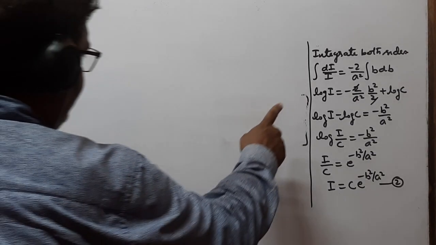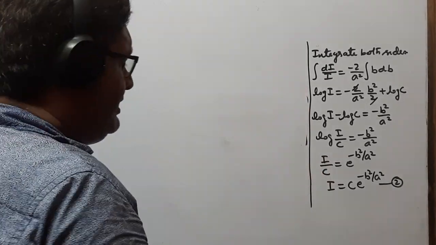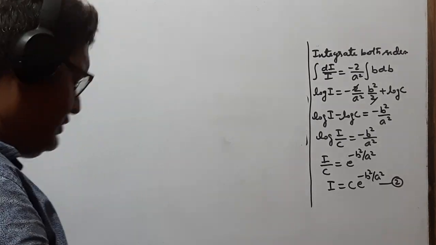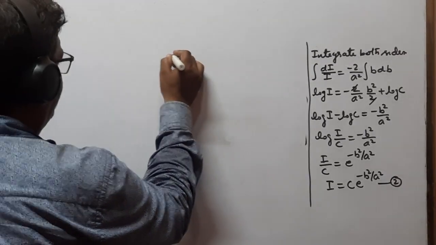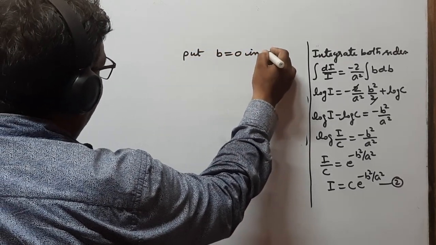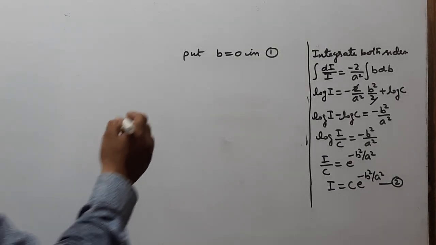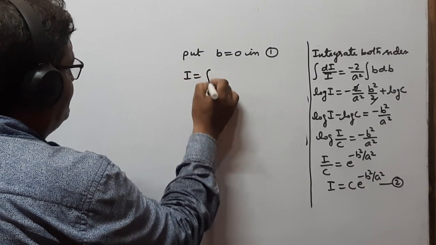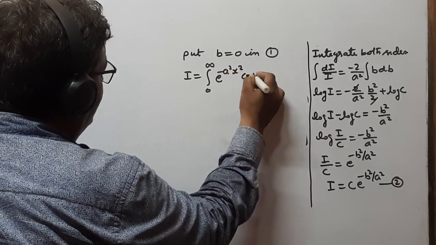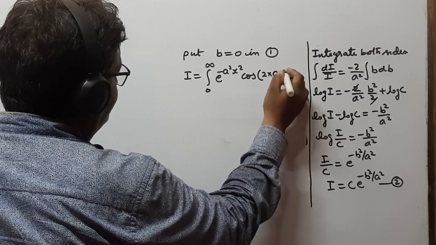Now we find the value of the arbitrary constant, the integration constant C. So for this we put b equal to 0 in the given integral 1. The given integral is I equals the integral from 0 to infinity of e to the power minus a square x square and cos 2bx.